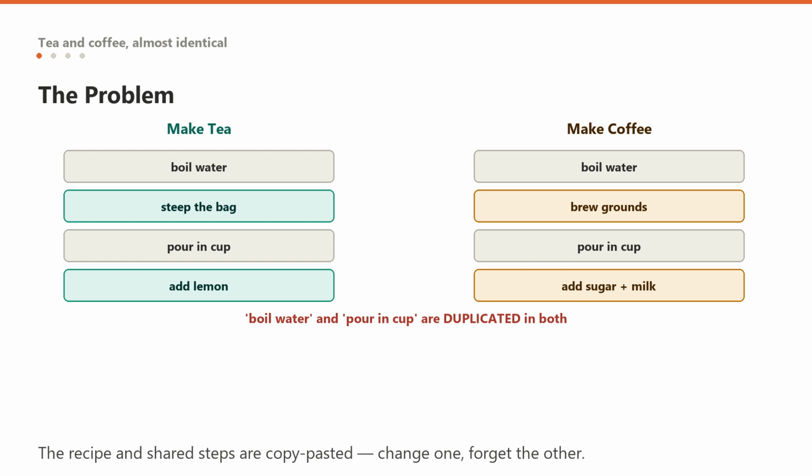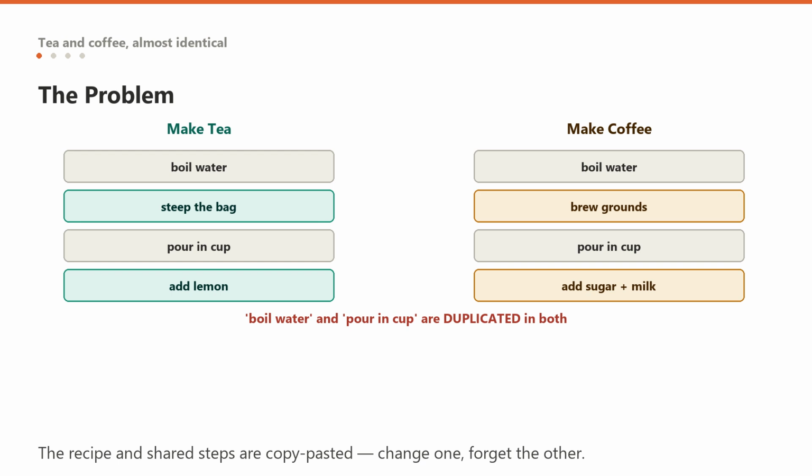Imagine you're writing code to prepare two hot drinks, tea and coffee. Look at the steps. To make tea, you boil water, steep the tea bag, pour it in a cup, and add lemon. To make coffee, you boil water, brew the coffee grounds, pour it in a cup, and add sugar and milk. Notice something? The two recipes are almost identical.